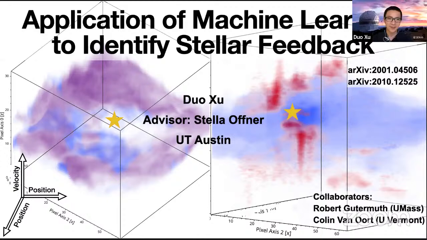Thanks for a nice introduction. Okay, hello everyone. Today I will introduce our work on the application of machine learning to identify stellar feedback structures. And we have published 2 papers here. If you're interested, please go to the arXiv papers for detail.